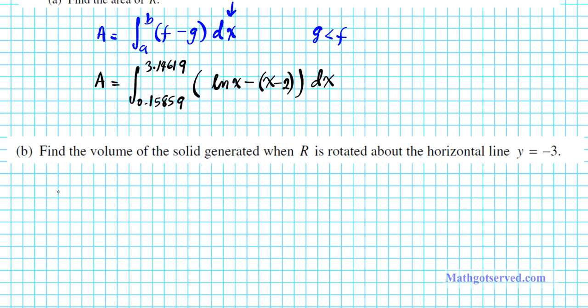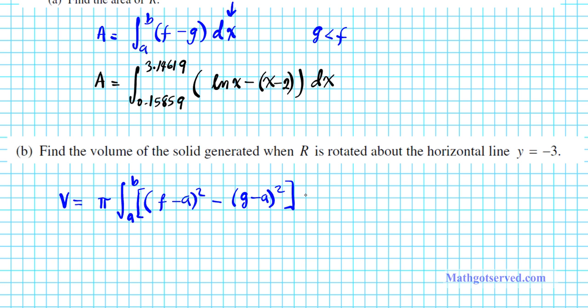They're really helpful. We're going to be using V equals pi times the integral from a to b of (f minus a) squared minus (g minus a) squared.